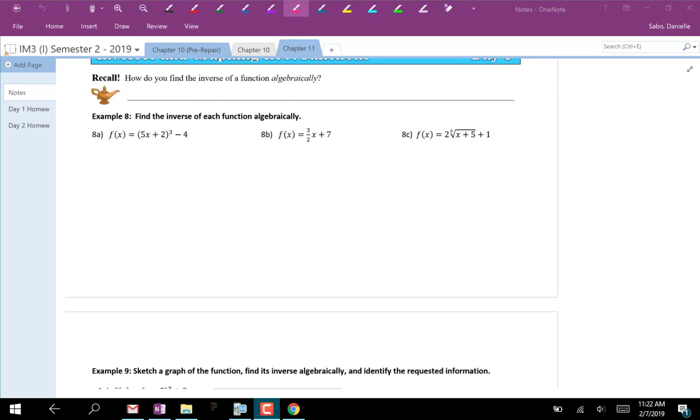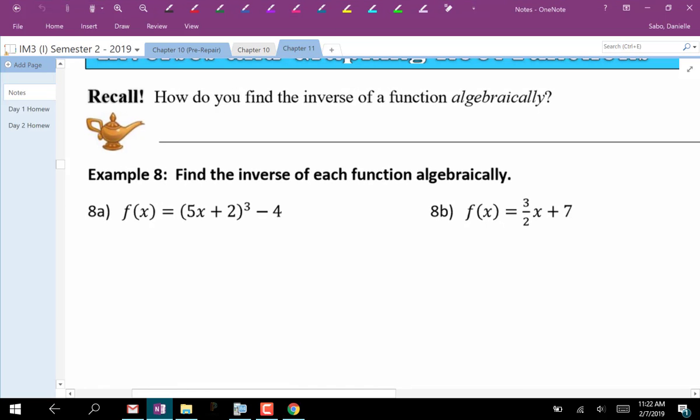So recall, how do you find the inverse of a function algebraically? You did this on day 1. The very first step is to switch the x and y. That was what we learned on day 1. We switched the x and y. And then step 2, we solve for y.